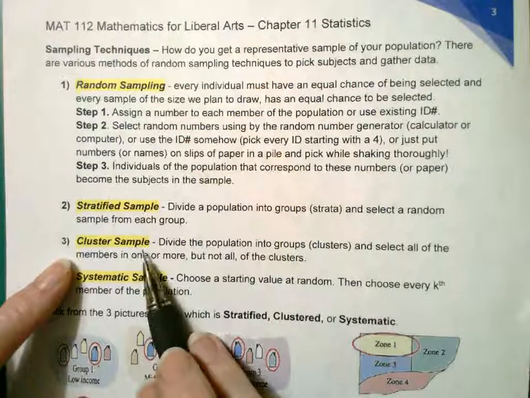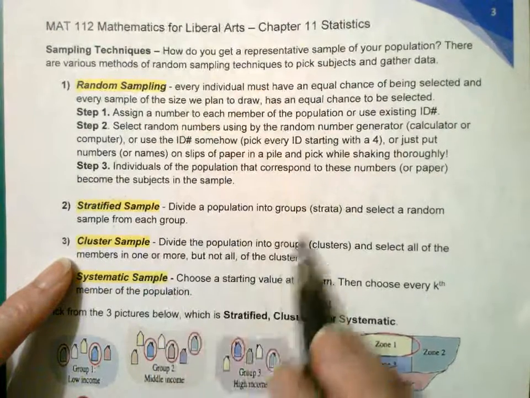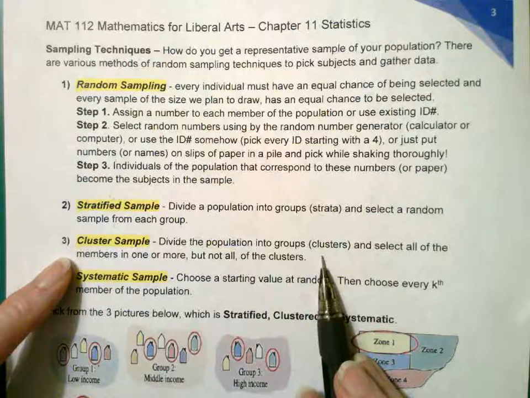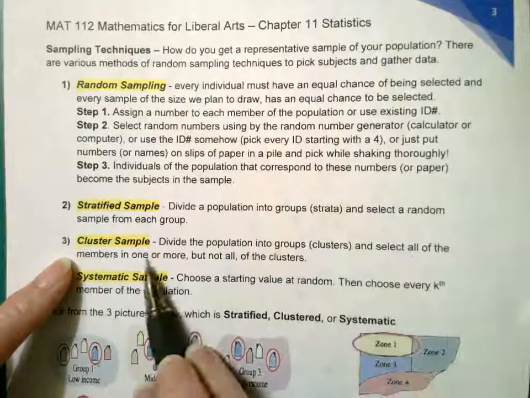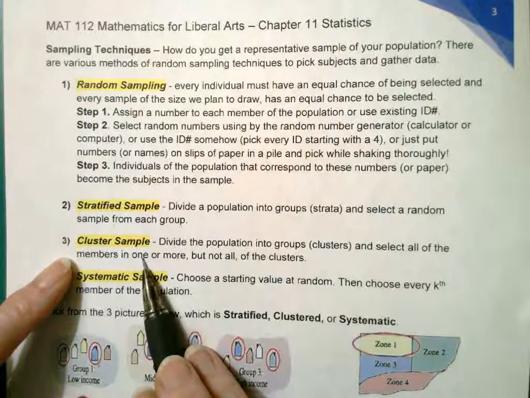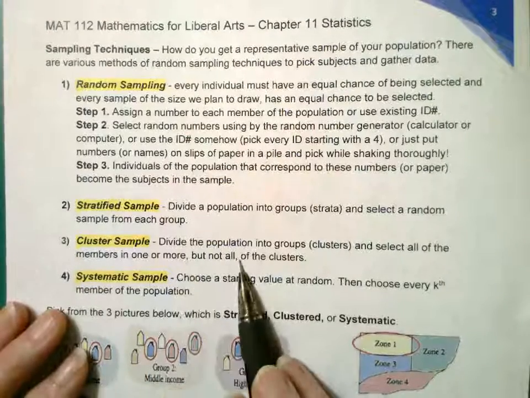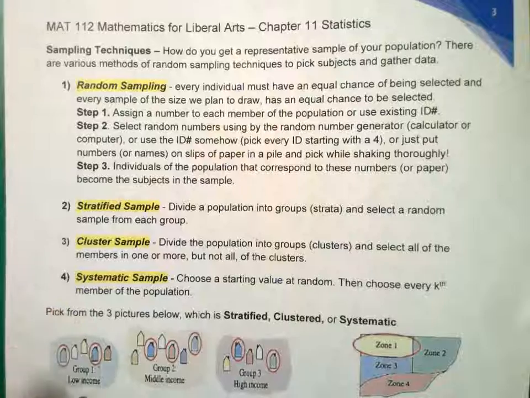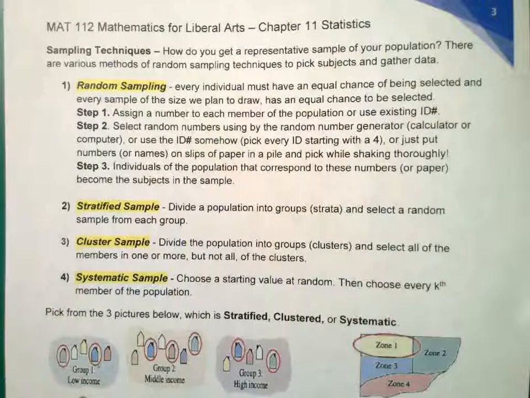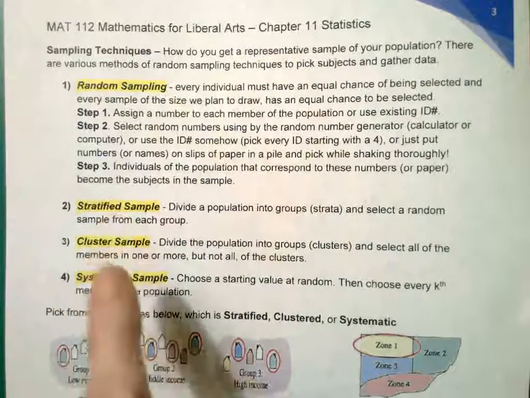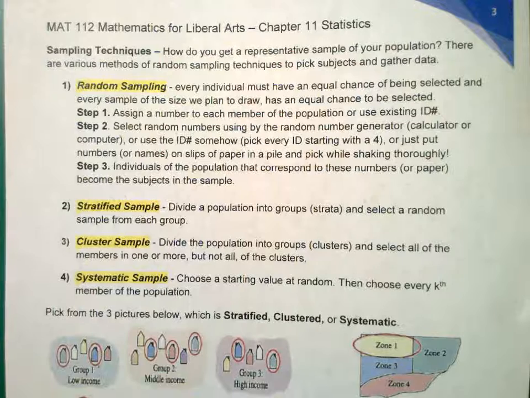Versus a cluster sample, which also divides into groups first, or clusters, and then selects all of one group or all of 2 groups out of 10, but not all of the clusters. So after they're grouped, either some out of each one for stratified, or a whole group or 2 or 3 out of the 10 different groups.